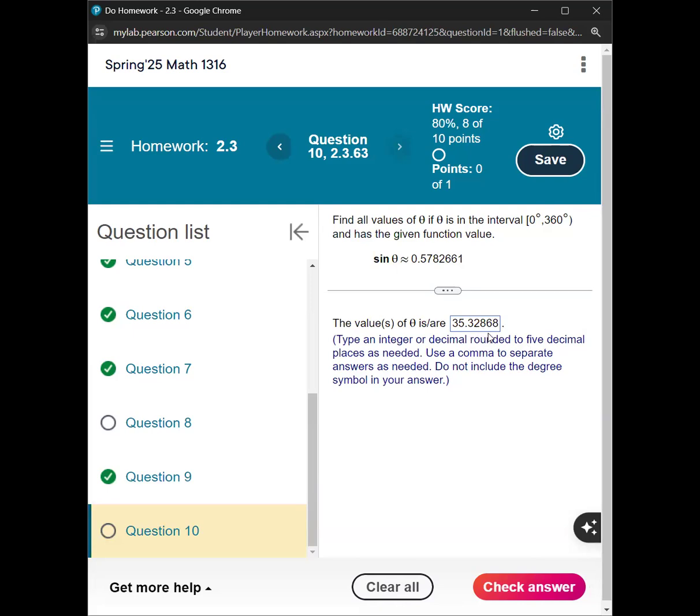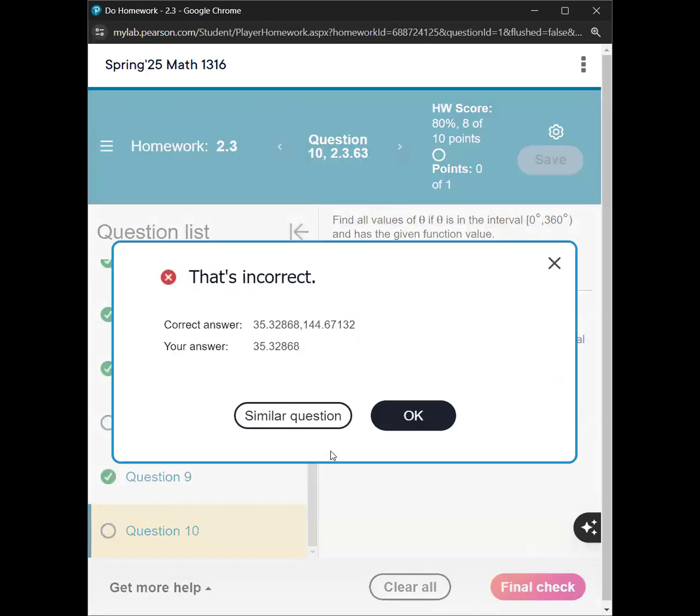It wants the 5 decimal places and it is sine. So I'm going to keep checking and it's going to mark wrong. And I will tell you if this happens to you, what do you do? Now, when I get the answers, I noticed that I only give them one answer, but they were looking for 2 answers because both of these angles have the same sine value.